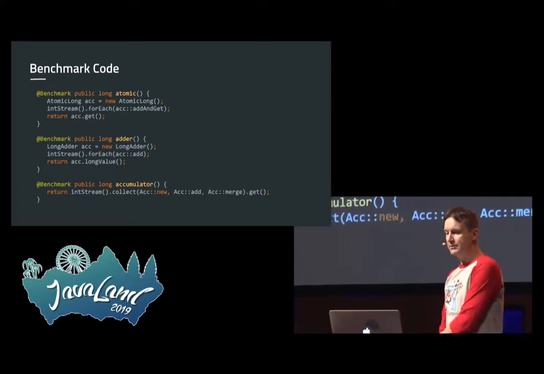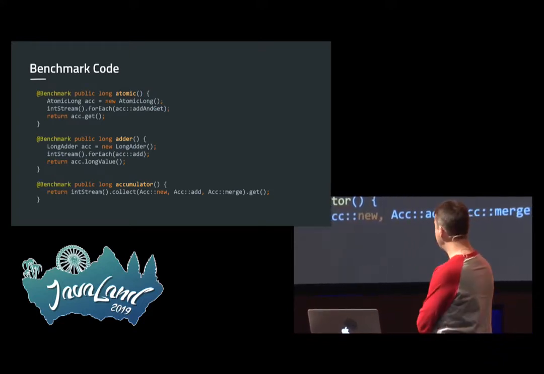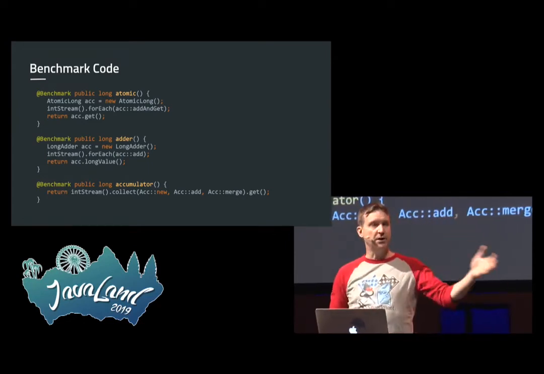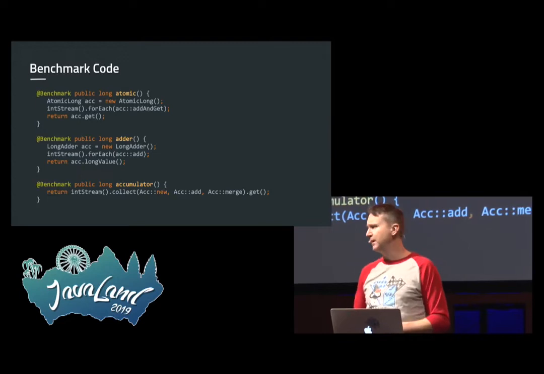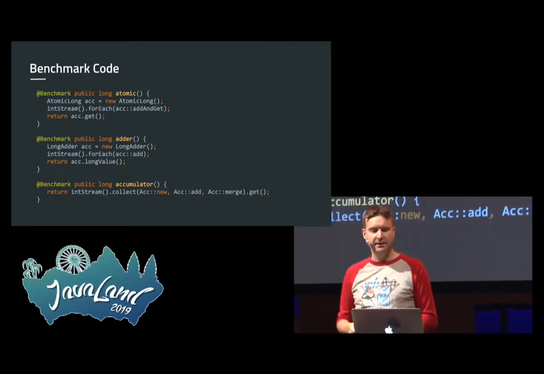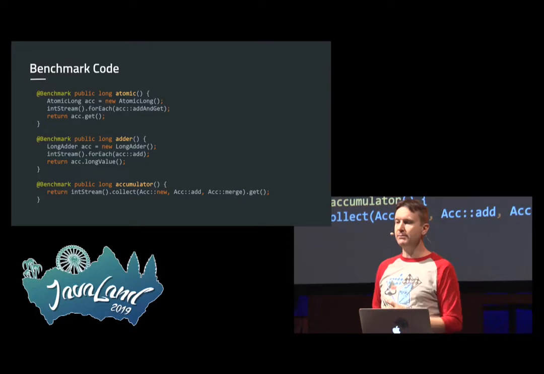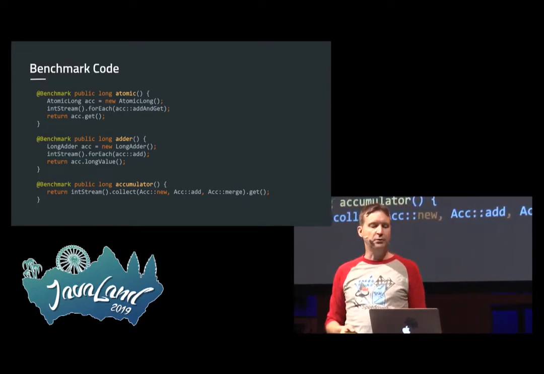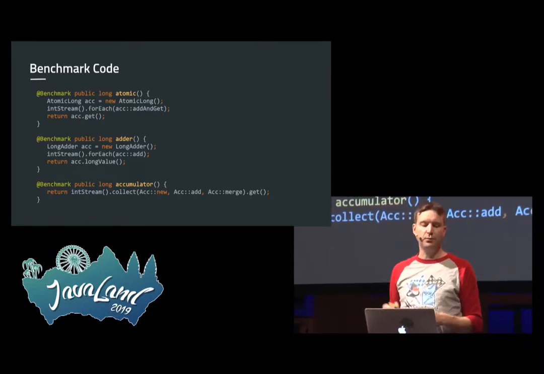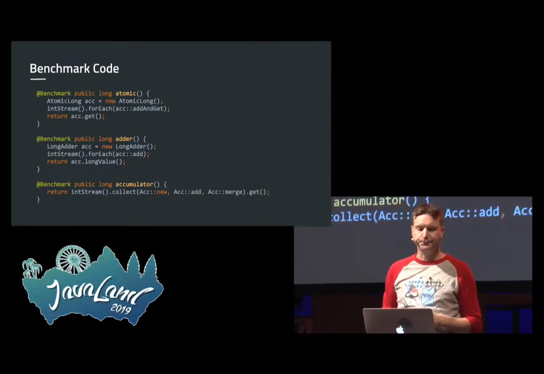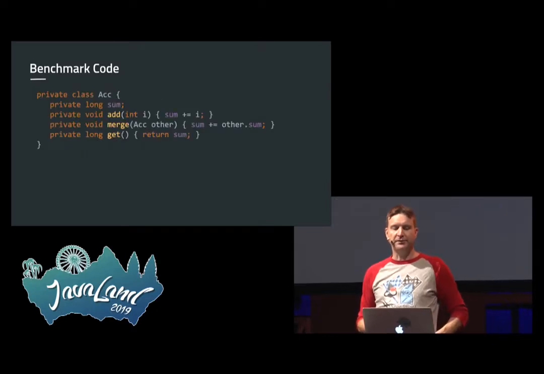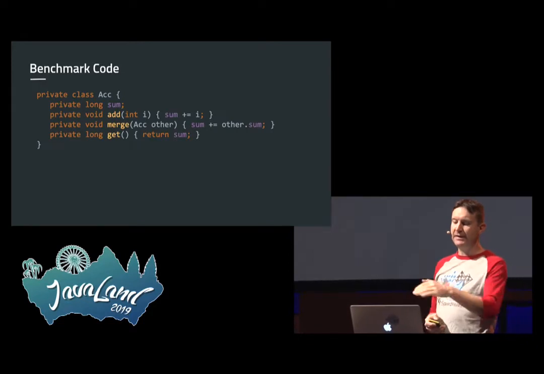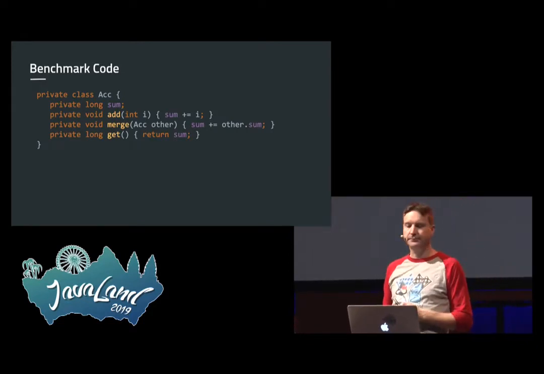So let's have 3 tests. We test the performance of different adders. So we use an atomic long, we use a long adder, or we can use our own object, which is a mutable accumulator that I will show on the next slide. And each of them has an int stream returning maybe 1,000 or 1,000,000 values, and we can test the performance. And note the benchmark annotation: instead of test, we annotate them with benchmark. So this is the very simple accumulator. It's a mutable accumulator, so it has a sum, and it has add, merge, and get methods. Very simple.